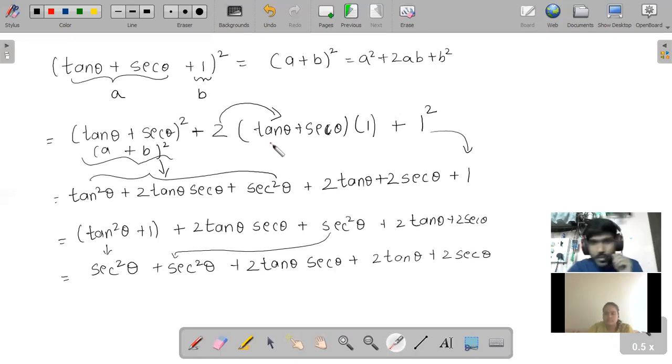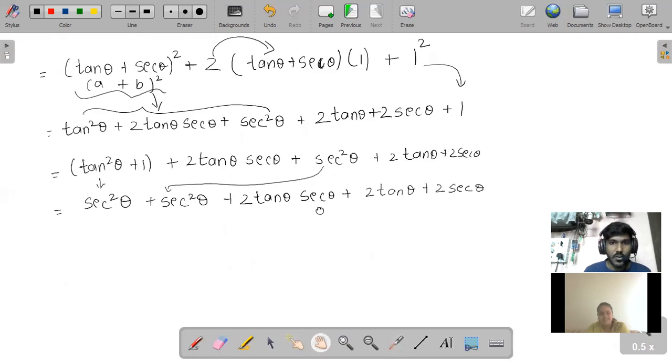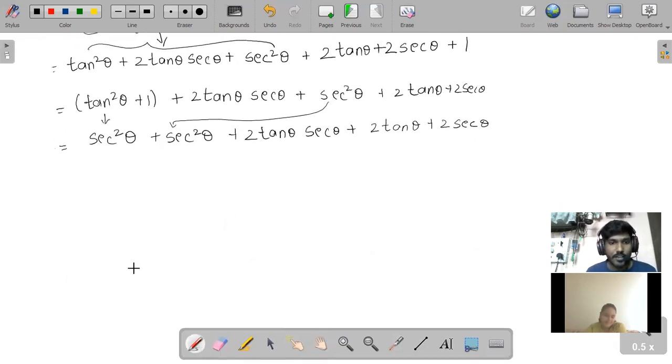Let's continue with this one. I hope there is no confusion up to this step. Is it absolutely clear up to this step? Okay. Now, after this step, here we can add this.